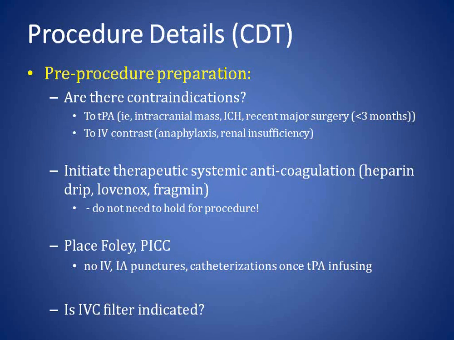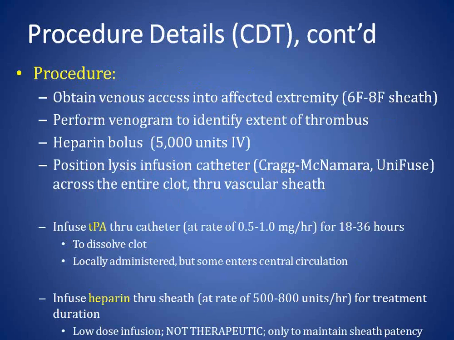The procedure itself. Depending on the clot that you're treating, if it's an arm or a leg, you basically obtain venous access into the extremity. So in Paget-Schroetter, in the arm, you probably get access into the brachial vein or the basilic vein. You put in a sheath, generally speaking 6 French to 8 French size. You perform a venogram to identify where the clot is. Give them heparin just because you want to keep the blood thin. You position your lysis infusion catheter across the clot, through the sheath, so that you're spanning the clot, and the tip of the catheter should be beyond the clot.